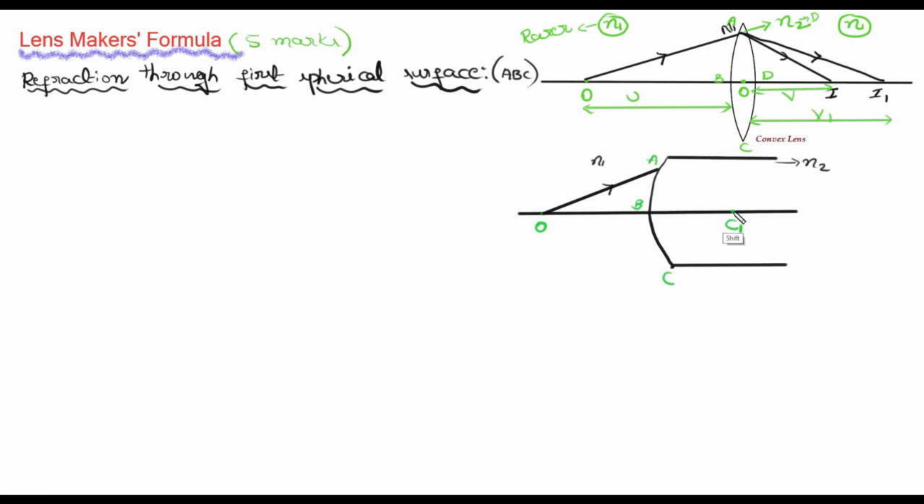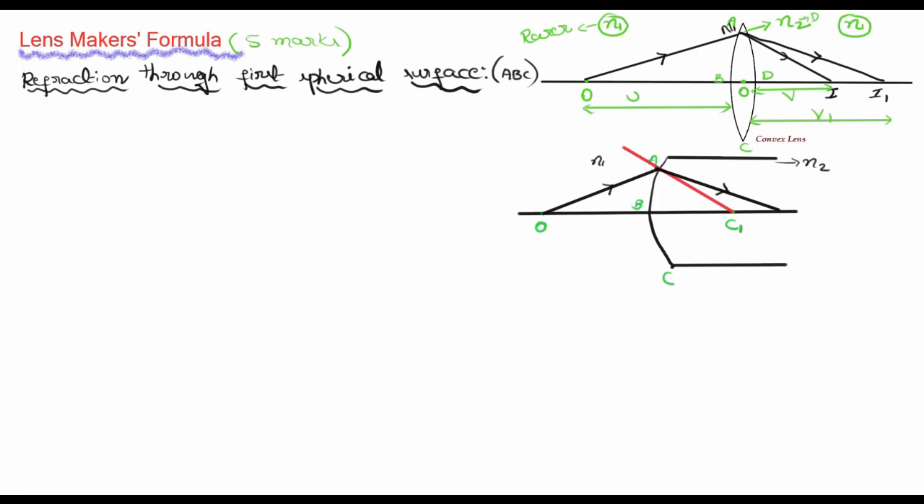How to draw the normal? A straight line passing from the center of curvature to the point of incidence. So this is our normal. The red line is representing the normal. Now let's draw the refracted ray. Actually the light has to pass like this, but since it is traveling from rarer to denser medium, it will bend towards the normal. Mention the direction, which is very important.